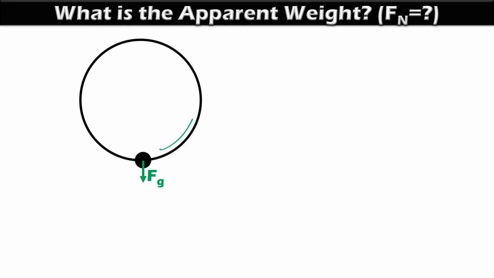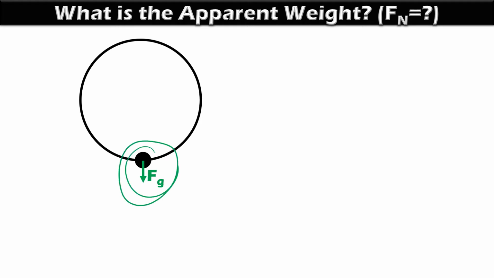Just because you're moving in a circle isn't going to change the gravitational force, because that is dependent on your mass. Your mass isn't going to change. And the gravitational field strength, the acceleration due to gravity, is not going to change. That's dependent on the mass of the Earth, right? So, what else? What other force is there?